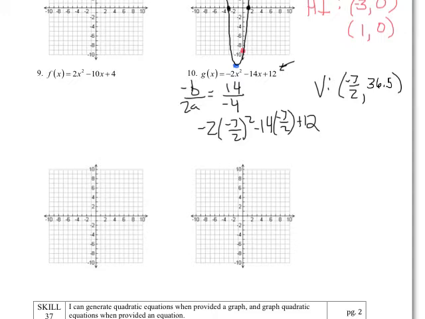But let's move forward. The vertical intercept, again, that's going to occur where x is 0. So if we plug 0 into this function, we get 0 minus 0 plus 12. So we have a vertical intercept of 0, 12.